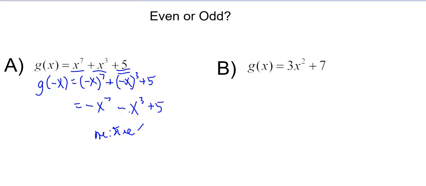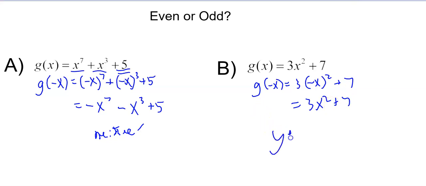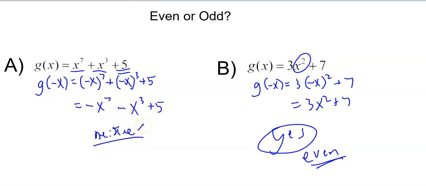Neither even nor odd. Okay, try plugging in negative x here. We get 3 times negative x squared plus 7. Negative x squared is always positive, so I'm going to read this as 3x squared plus 7. And so yes, this passes the test. And you might have seen the x squared and thought, well, I think this is going to pass the test. I think it's going to be an even function. This is even. This is an even function. This is neither even nor odd, so it's neither one. But this one does pass the test.